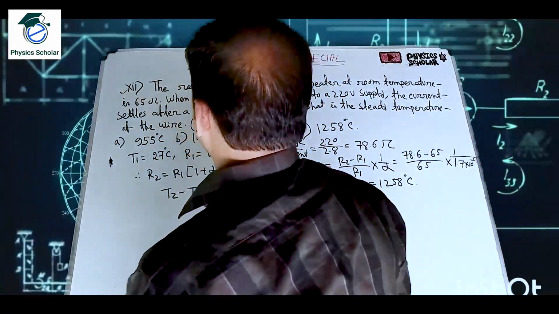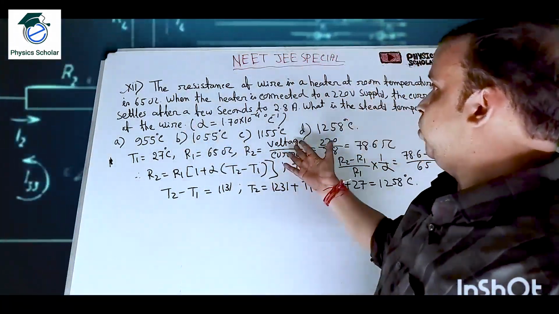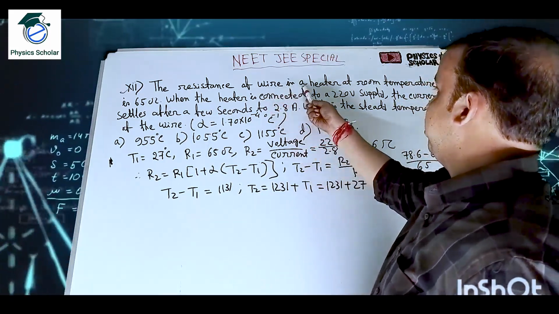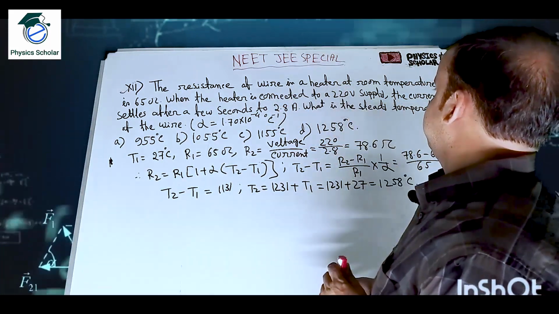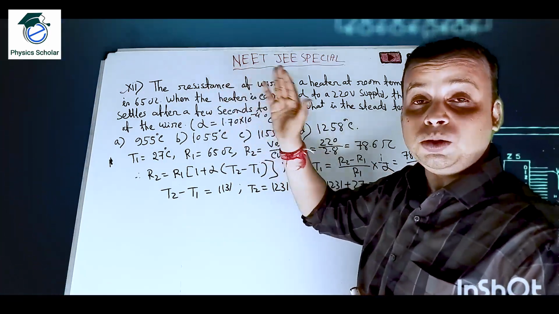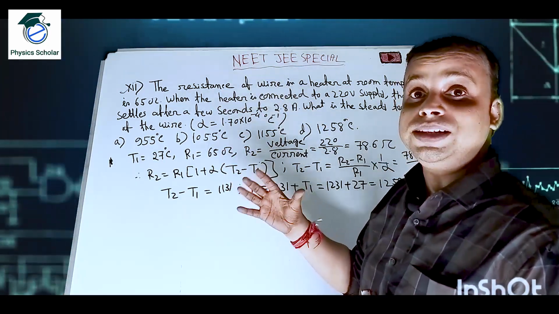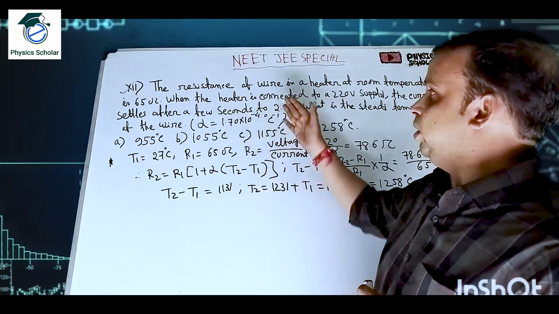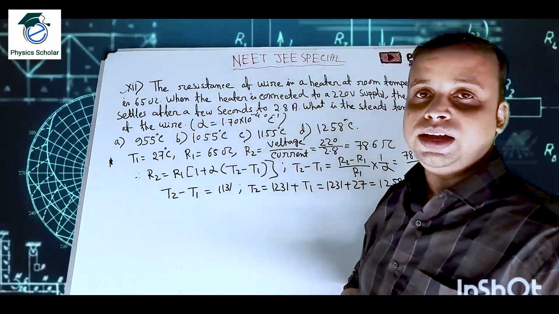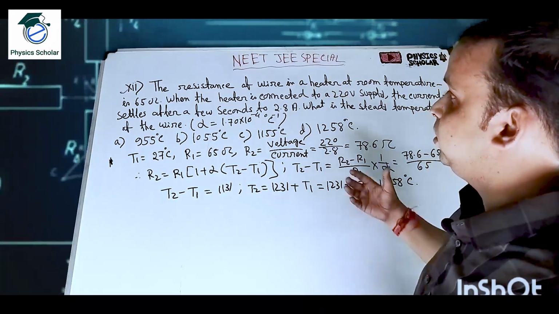Now this is a numeric problem. The resistance of the wire in a heater at room temperature is 65 ohm. Room temperature means we will assume 27 degrees centigrade. If the room temperature is not given also, then we have to assume 27 degrees centigrade.